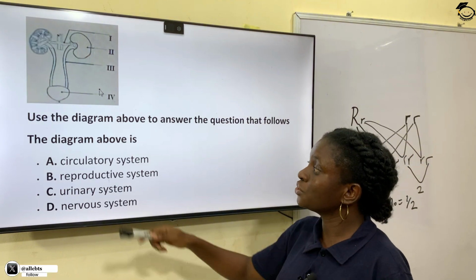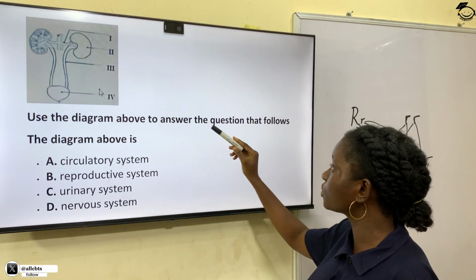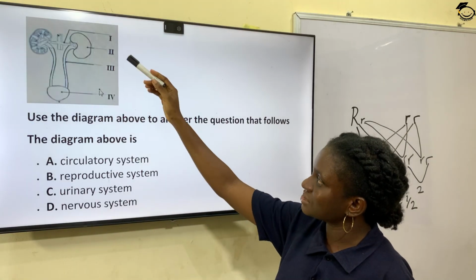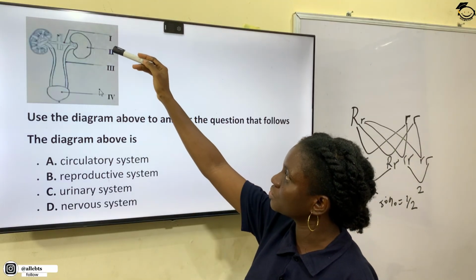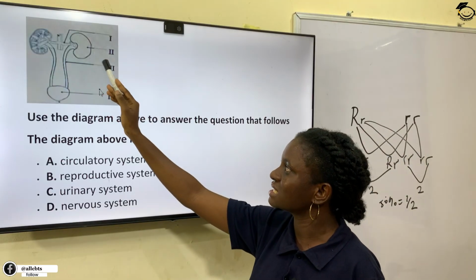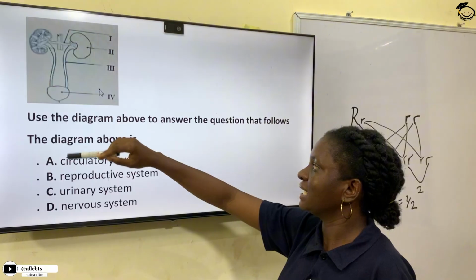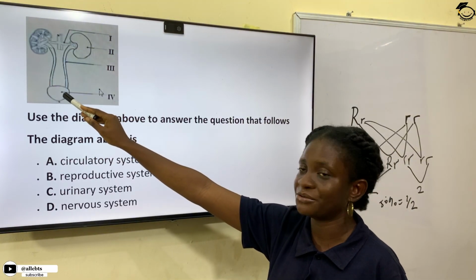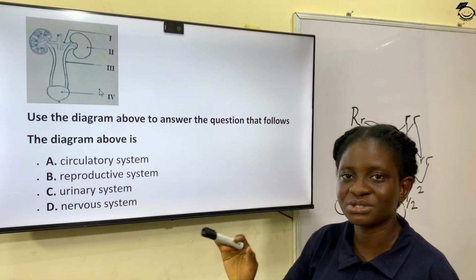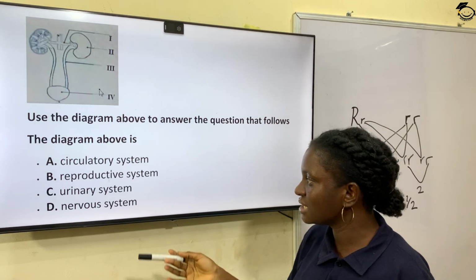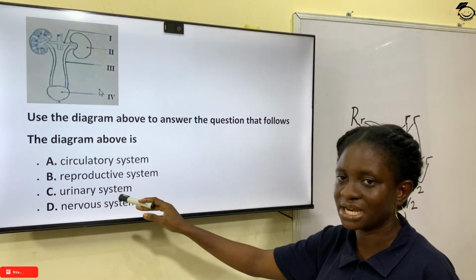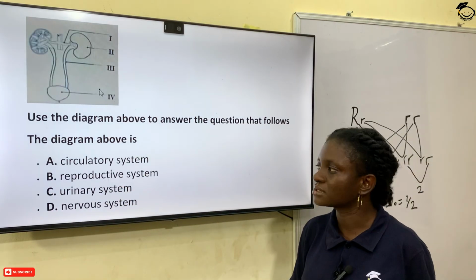Next question. Use the diagram above to answer the question that follows. So looking at this diagram, we have 1 and 2. This is the kidney, and this part is known as the ureter. Then we have the bladder, the urinary bladder here. So all these are parts of the urinary system. It's not reproductive, it's not circulatory, not nervous. They are parts of the urinary system. Option C is the correct answer.